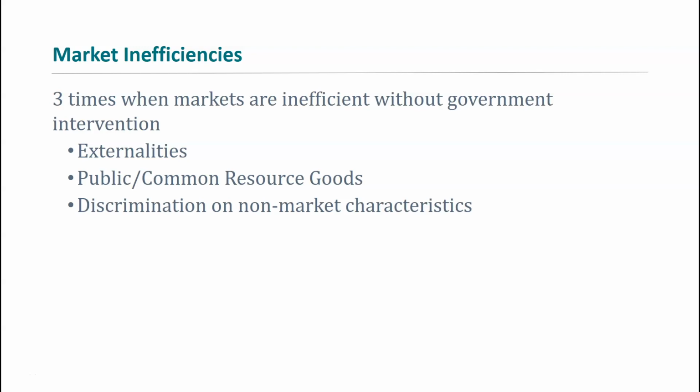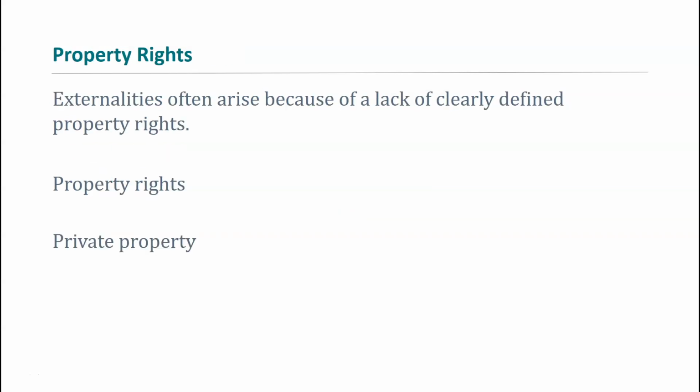In this chapter, we're looking at times when markets are inefficient without government intervention. And in the last couple of videos, we've been focusing on externalities as an example of one of these three times. So externalities, remember, are times when the social costs or benefits of a market activity are not equal to the internal costs or benefits of that market activity. These often occur because of a lack of clearly defined property rights.